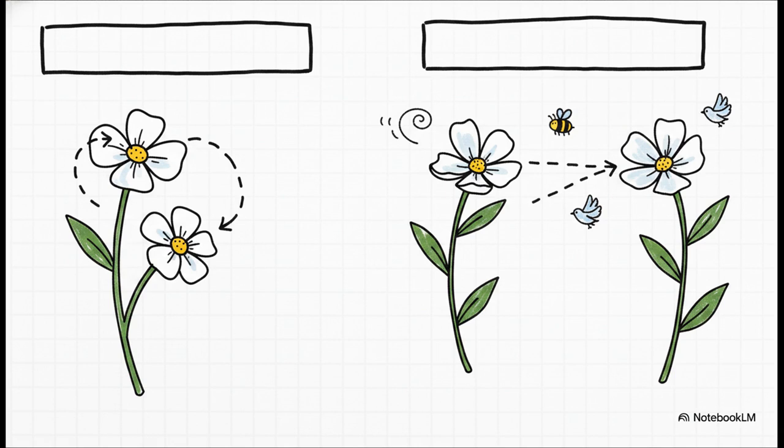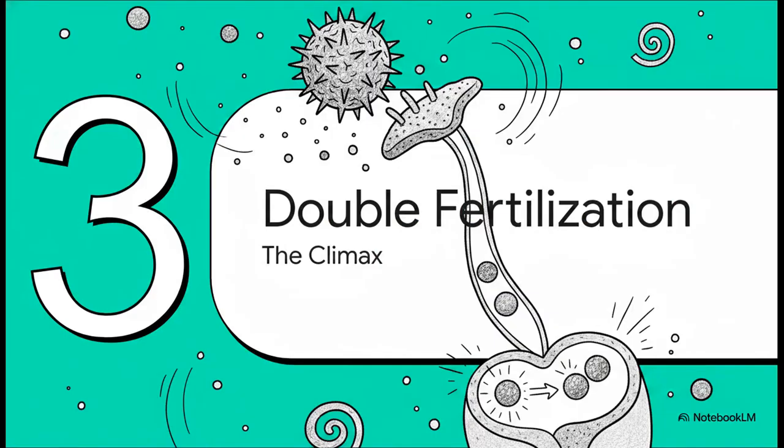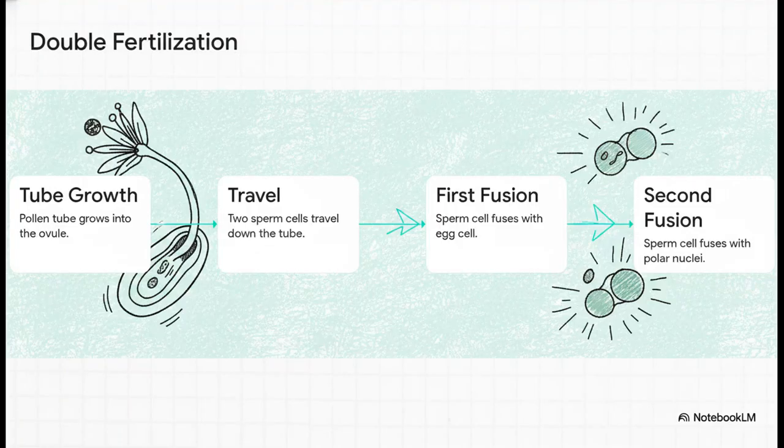Or they just rely on the environment, like wind and water, to do all the heavy lifting. Which brings us to section 3, inside double fertilization, the climax. When a compatible pollen grain finally lands on that stigma, the microscopic magic kicks into high gear across 4 unique sequential steps. Step 1, pollen tube growth.